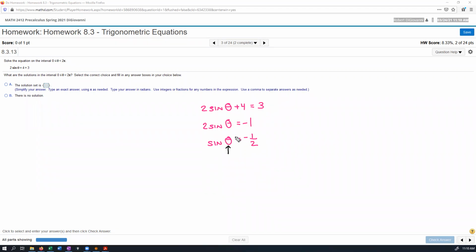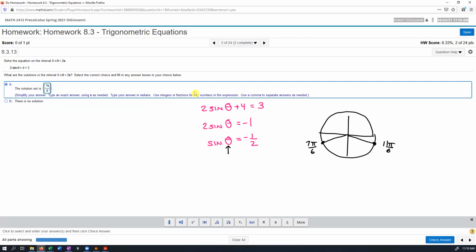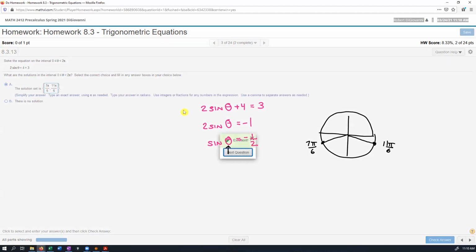Now, because my argument is just theta, whatever answers I get, I don't have to get a general solution, because I know that whatever answers I get on my unit circle are the only answers that are going to work. So where is the y coordinate? Because it's sine. Where's the y coordinate negative 1/2? It's going to happen here, and it's going to happen here. So this is going to be 11 pi over 6, and then this right here is 7 pi over 6. 7 pi over 6, comma 11 pi over 6. There we go.